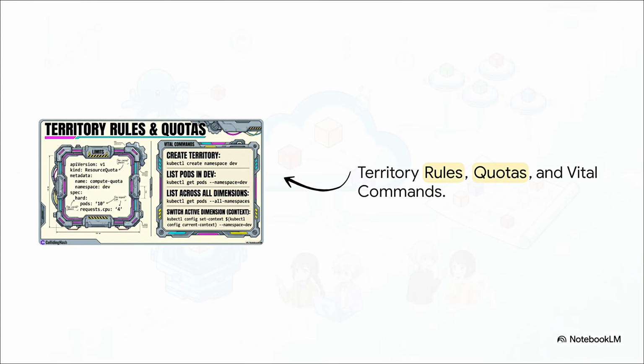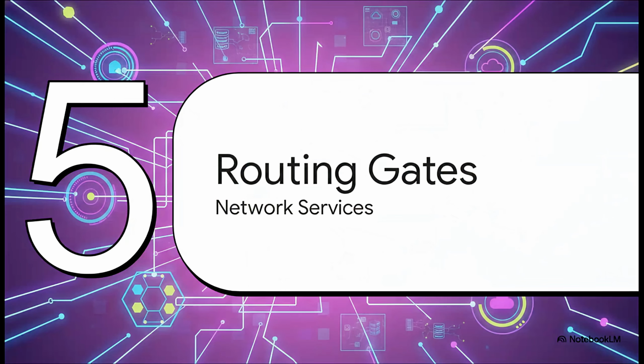Also, a vital command for the exam is switching your active dimension. Using kubectl config set-context allows you to change your default active namespace. This is a massive time saver because it saves you from having to type --namespace on every single command during the test. Section 5. Services. Routing network gates. Ensuring reliable networking across distributed systems.